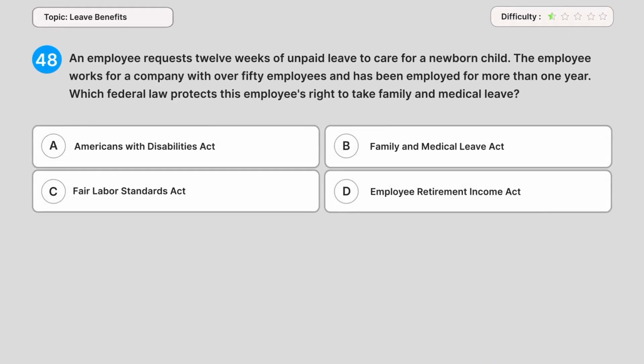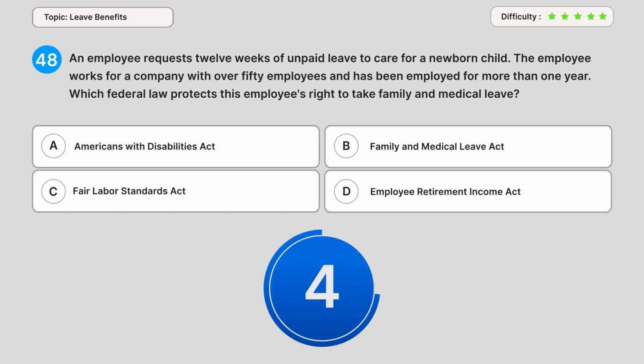48. An employee requests 12 weeks of unpaid leave to care for a newborn child. The employee works for a company with over 50 employees and has been employed for more than 1 year. Which federal law protects this employee's right to take family and medical leave? A. Americans with Disabilities Act. B. Family and Medical Leave Act. C. Fair Labor Standards Act. D. Employee Retirement Income Act. Can you guess the answer?